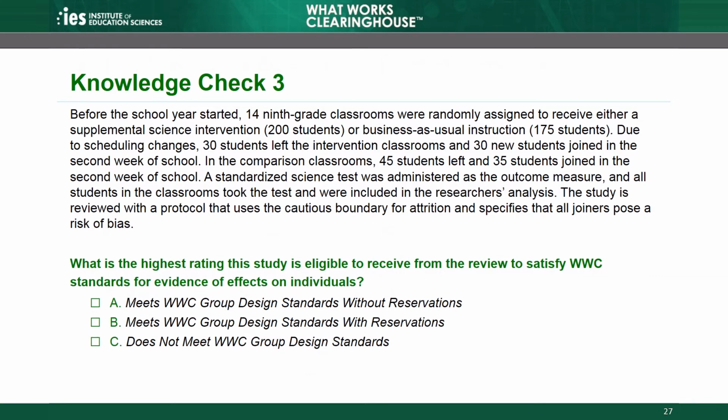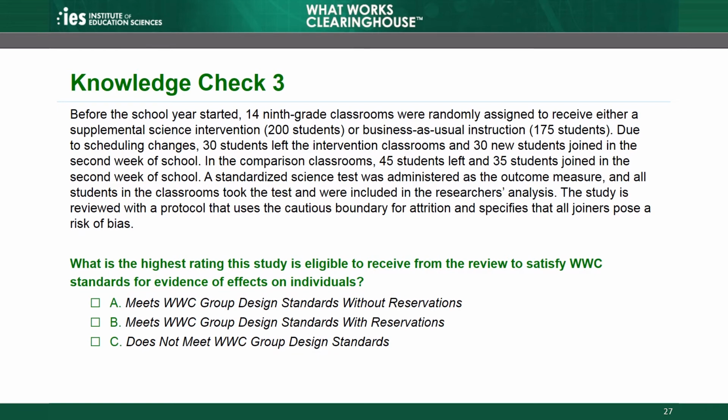Knowledge Check 3. Before the school year started, 14 ninth grade classrooms were randomly assigned to receive either a supplemental science intervention, 200 students, or business as usual instruction, 175 students. Due to scheduling changes, 30 students left the intervention classrooms and 30 new students joined in the second week of school. In the comparison classrooms, 45 students left and 35 students joined in the second week of school.